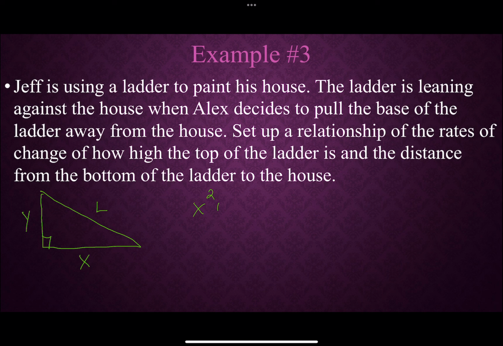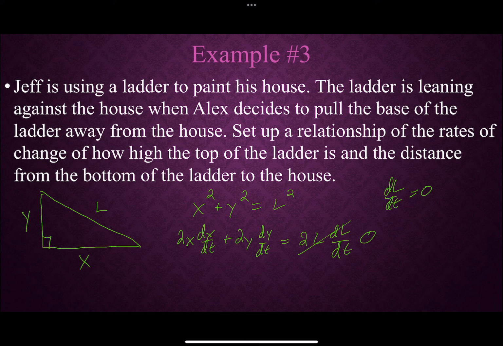So we'd have x squared plus y squared equals L squared. When we take this derivative, we're pulling this away, so the x is changing, and y is dropping down, so y is changing. So we get 2x dx dt plus 2y dy dt, and then L squared becomes 2L dL dt. But for a lot of these questions involving a ladder leaning against a house, which is a classic related rates question, the ladder's length is not changing, so dL dt would be 0, so this whole part right here would turn into a 0.